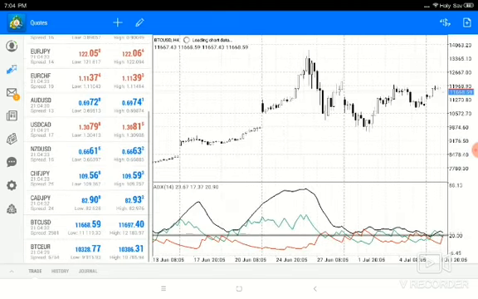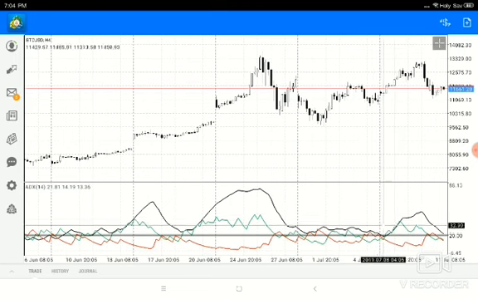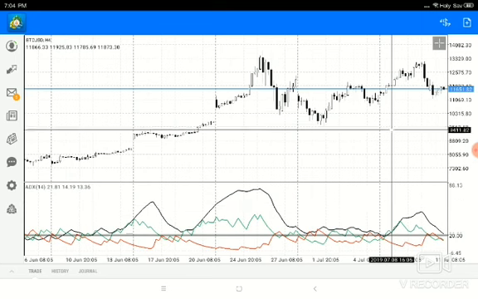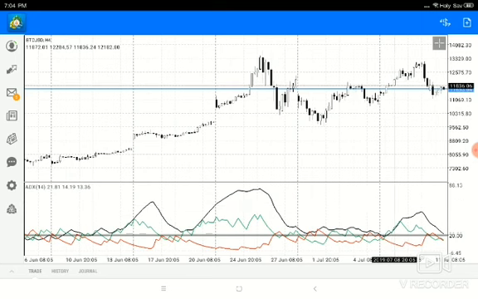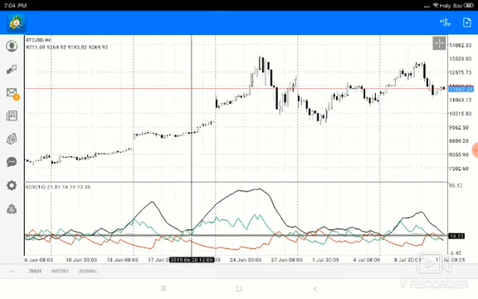It works on Bitcoin too. Look at this buy on Bitcoin here. Look at this buy on Bitcoin here. That means we'd have bought Bitcoin at 11,800, taking profit at, you understand? So look at this buy here too. And look at this buy. So it works on Bitcoin too.